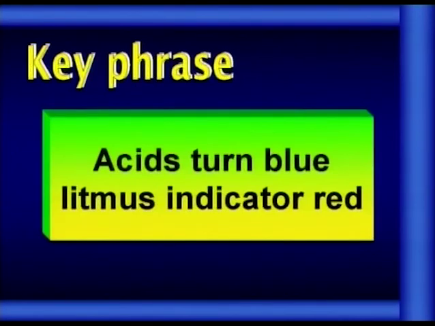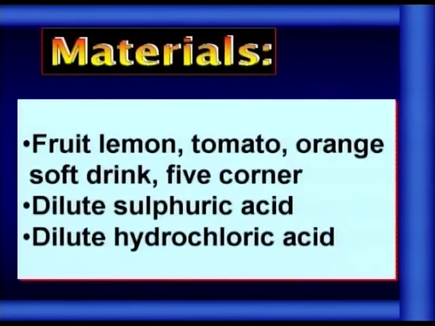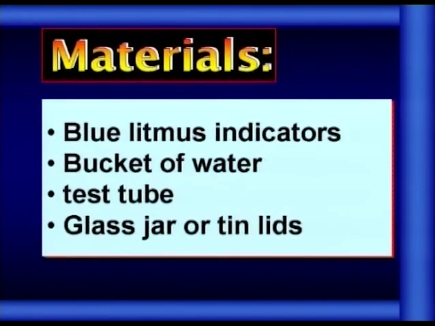Our next lesson will be more about acids. These are the following materials that you will require to prepare for your next lesson. You will still be using some of the acids, and this time the two laboratory acids, which are diluted sulfuric acid and hydrochloric acid. You will also need litmus indicators. If you have no litmus indicator, you may use your hibiscus indicator. Bucket of water, glass, and the same utensils and apparatus that you used for the last two lessons. With that, thank you class, thank you receiving students, and thank you teachers.